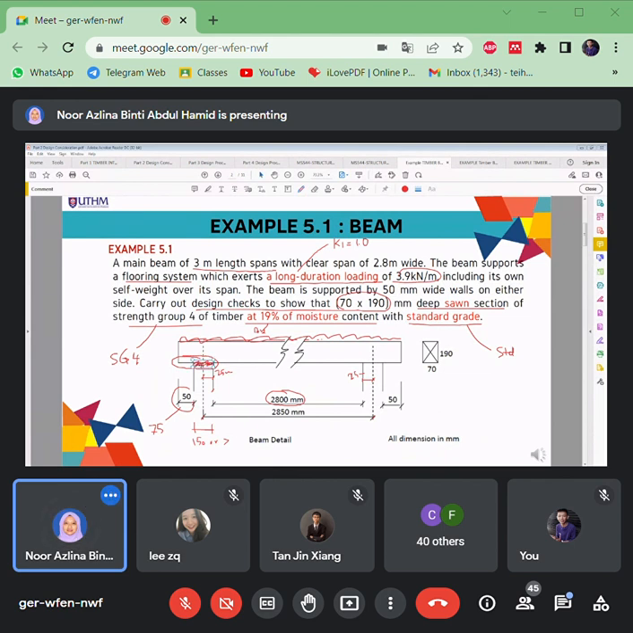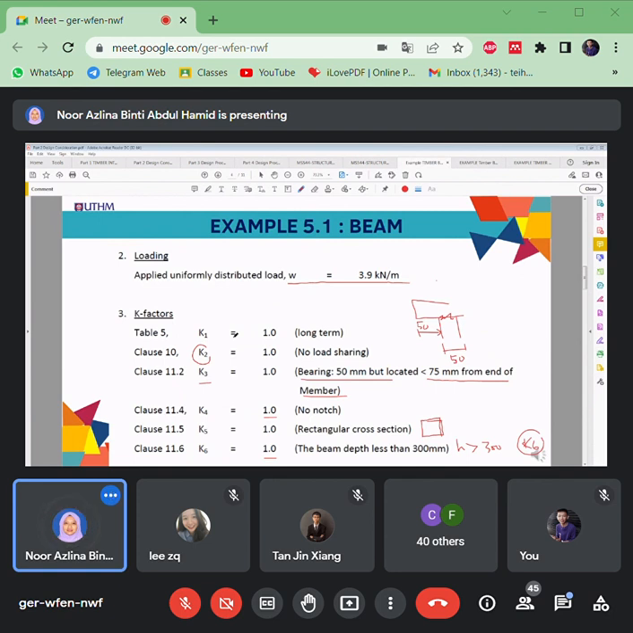So this fulfills the first term, right? The bearing length should be less than 150 mm. But the overhang here is less than 75. The overhang length here should be 75 and more. So it does not fulfill the requirement to use table 6. So that's why for K3 just use 1.0. Okay?